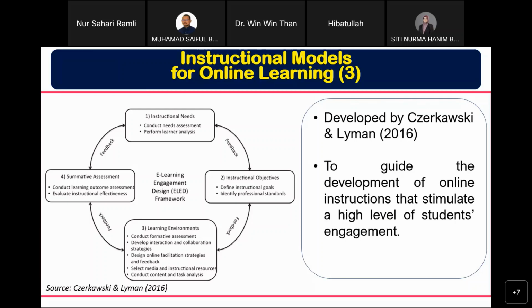As you can see, this framework has 4 phases, whereby the first one is to identify the instructional needs, and then we have to determine the instructional objectives, then create the learning environments, and finally do summative assessment. And the good thing about this framework is that it encourages or suggests feedback for every step or every phase of the framework.